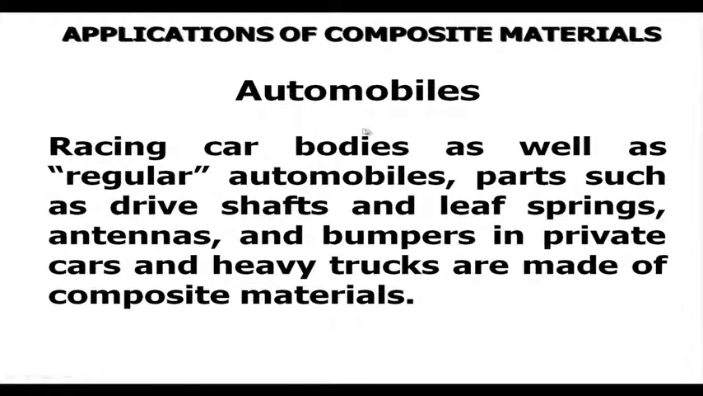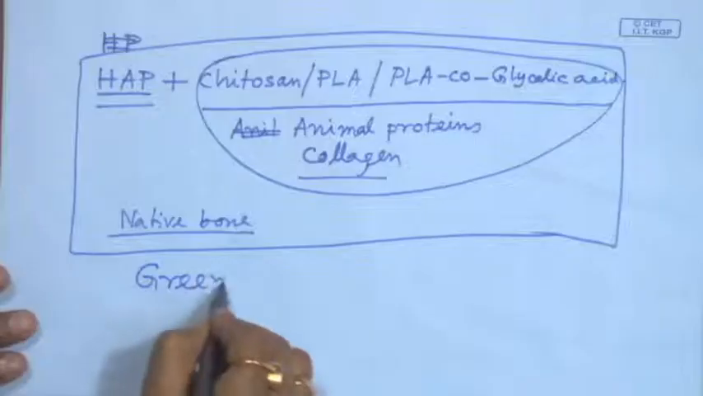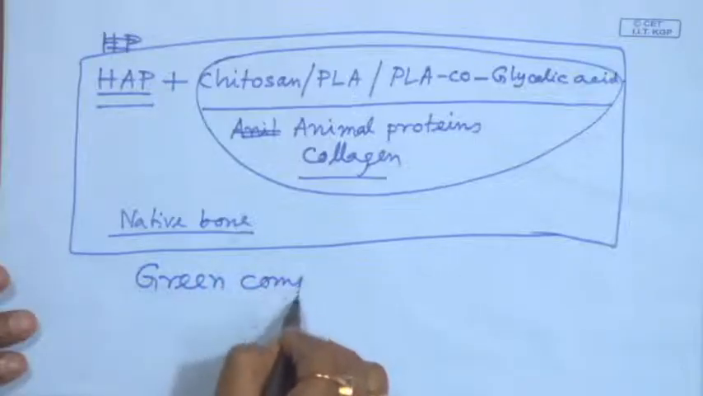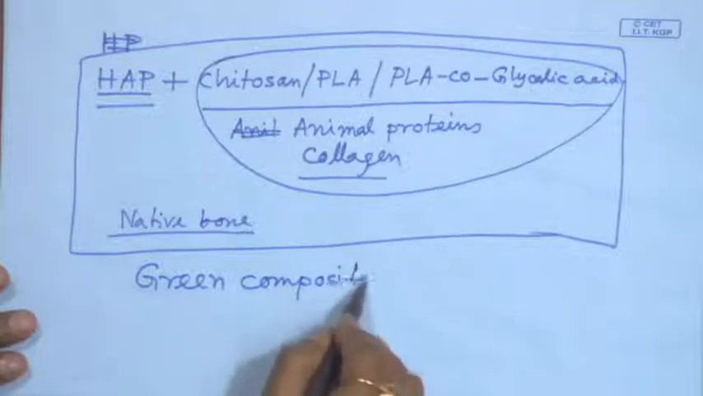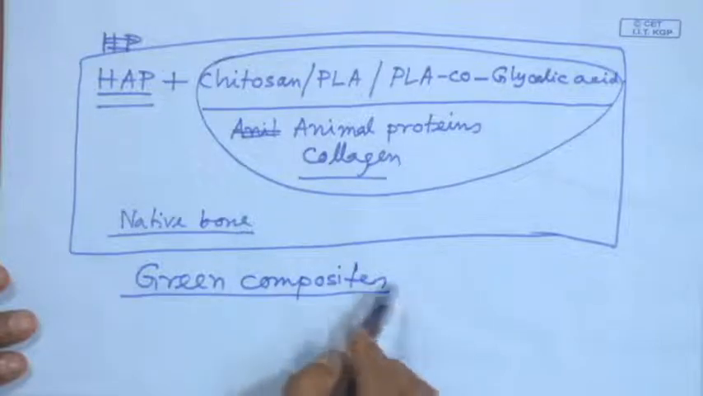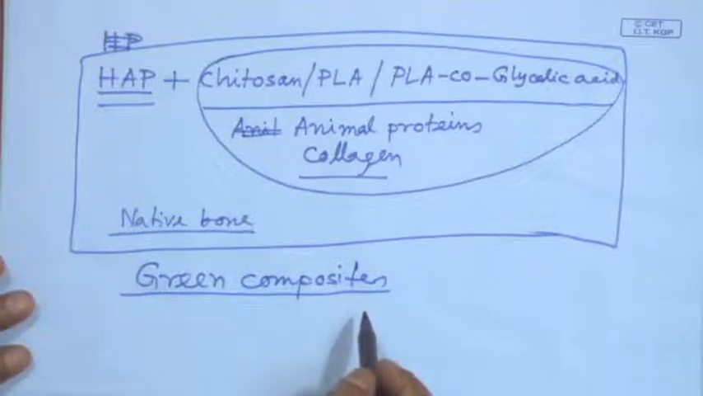In automobiles, racing car bodies as well as regular automobile parts such as drive shafts and leaf springs, antennas and bumpers in private cars and heavy trucks are made of composite materials. I already mentioned that green composites today are going to replace non-biodegradable composites, because these are biodegradable.